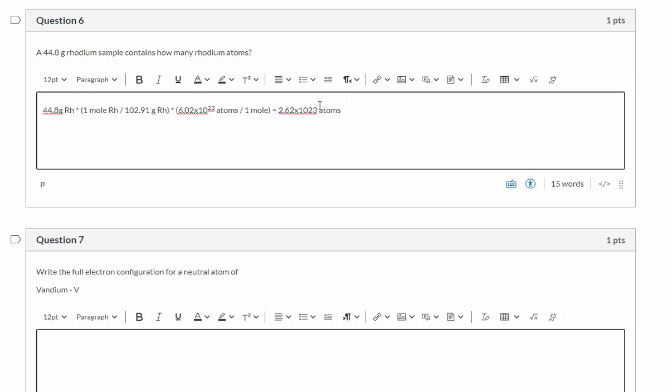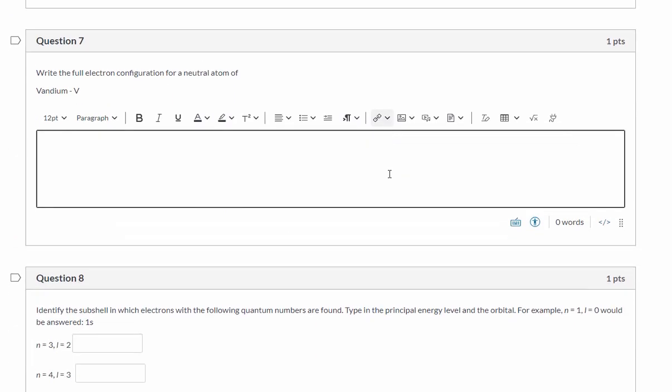Now again, make sure that you format this correctly. If you're not going to use the superscript, use the caret symbol like this, because 10 to the 23rd is not the same as 1023. So make sure you do format it correctly.